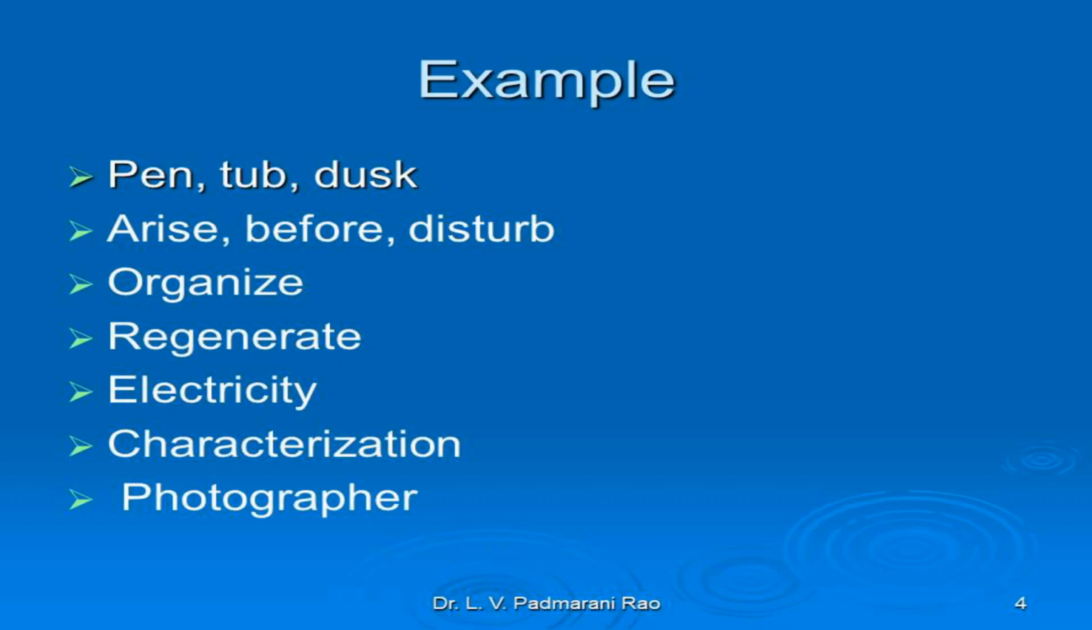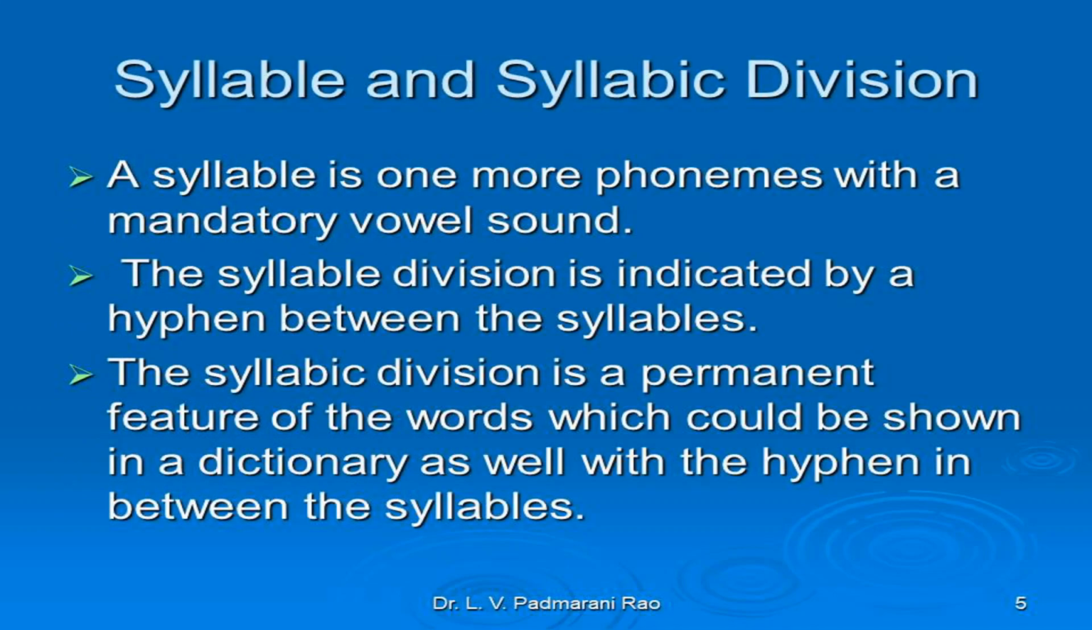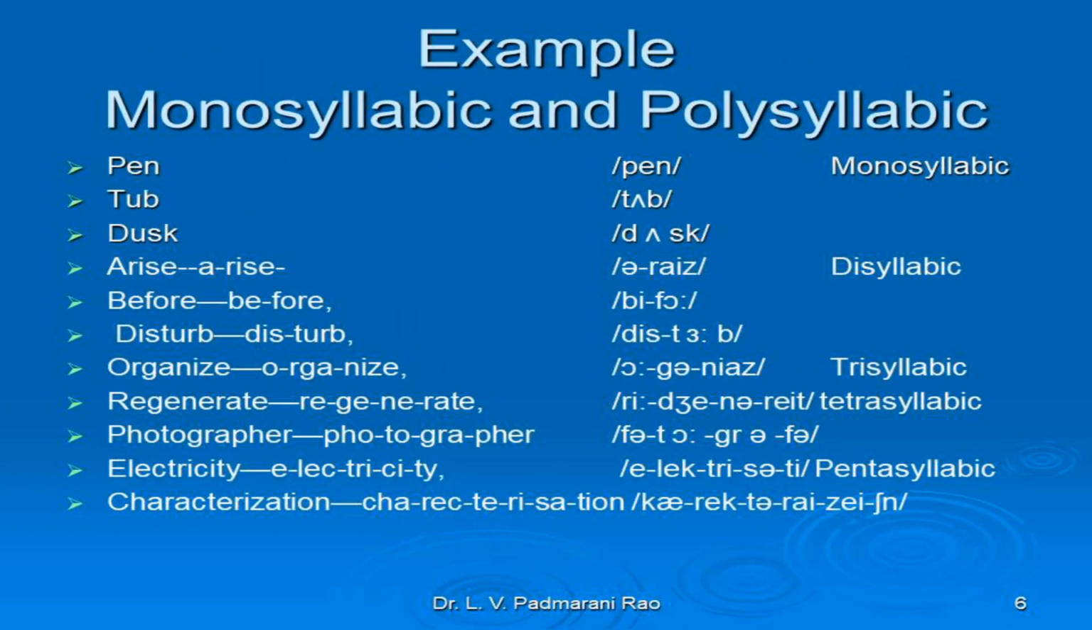The syllable division is indicated by a hyphen between the syllables. And the syllabic division is a permanent feature of the words which could be shown in a dictionary as well, with a hyphen in between the syllables. Look at the following examples to understand the concept of syllable.